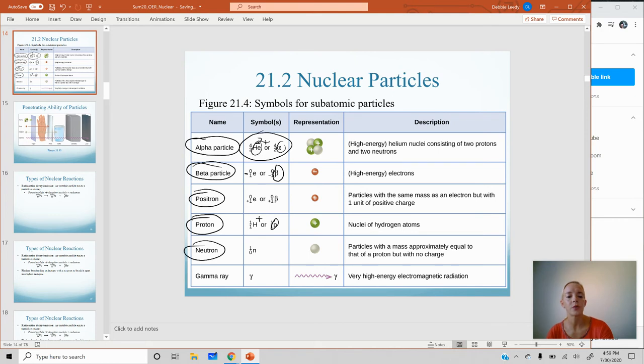A neutron is represented by a 0 for the atomic number and a mass number of 1 to represent the 1 neutron in there. And a gamma ray. This is included in our list of particles, even though a gamma ray is not a particle. If you remember from first semester general chemistry, you heard about gamma rays when we would discuss the electromagnetic radiation spectrum. So a gamma ray is a very high energy type of electromagnetic radiation.